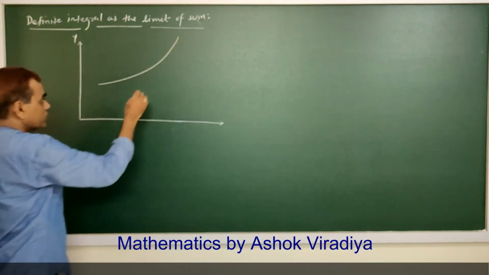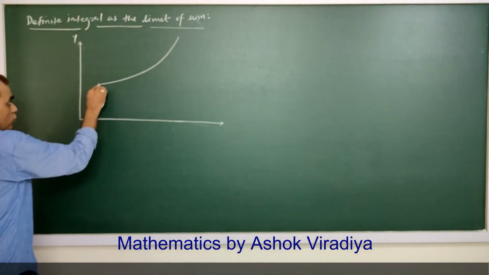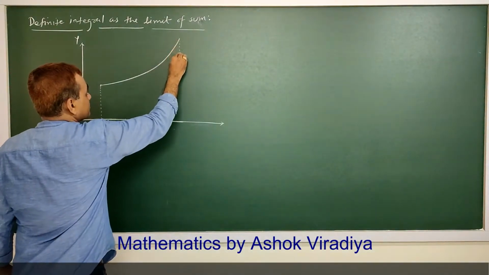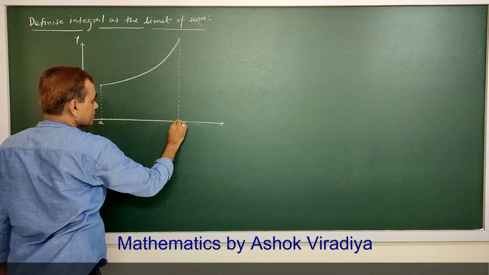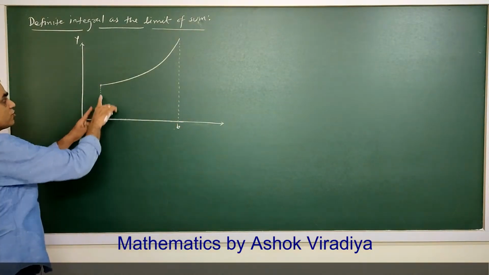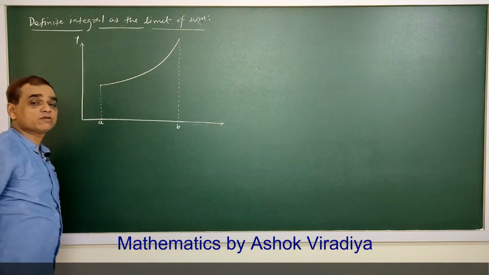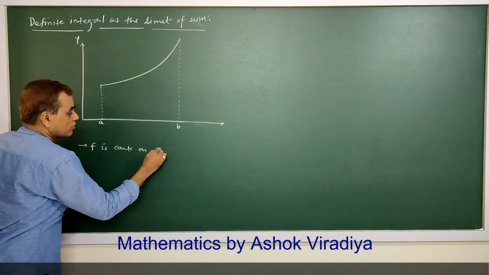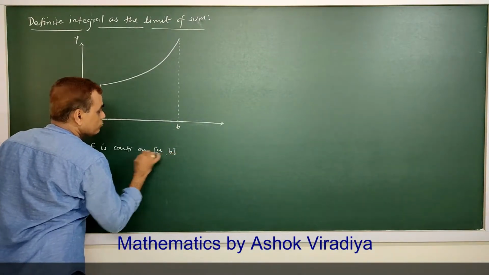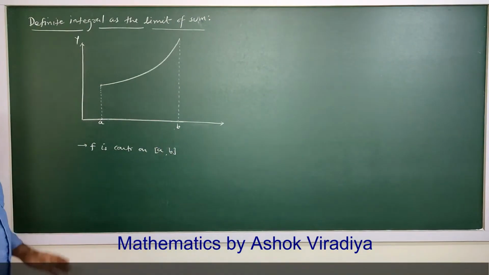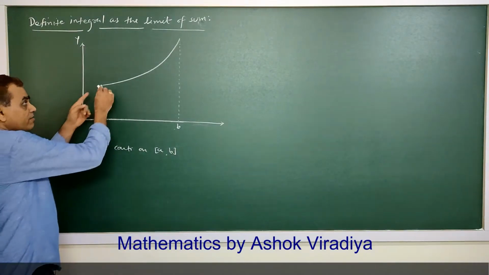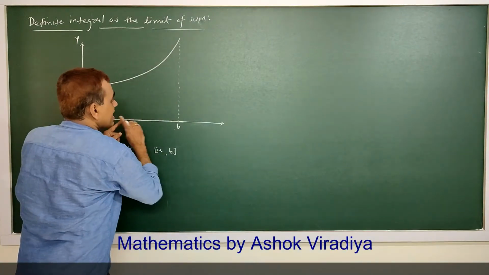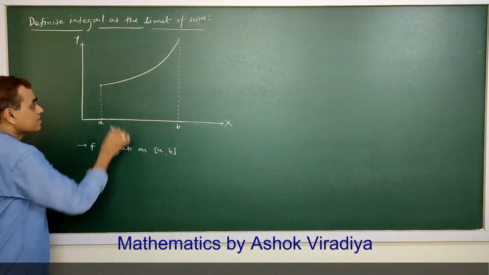It is continuous on the closed interval a to b. This function f is continuous on the closed interval a to b. Now, the area bounded by this curve between these two vertical lines and this x-axis, this is the area.